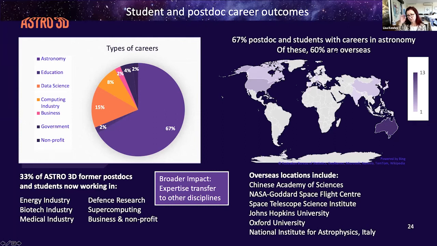Of the 67% of postdocs and students with careers in astronomy, about 60% are now overseas, doing postdocs overseas. This is at a range of astronomy organisations, including some of our partner organisations, Oxford University and the Chinese Academy of Sciences, as well as high-profile international institutions such as the Space Telescope Science Institute and NASA Goddard Space Flight Centre.